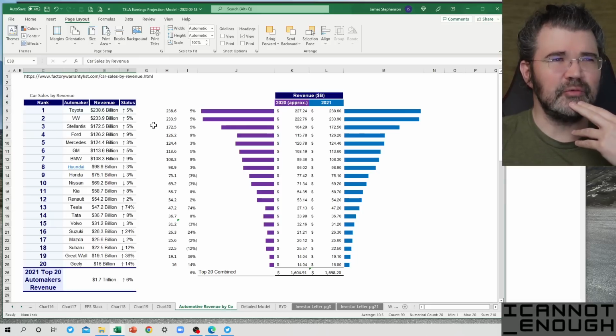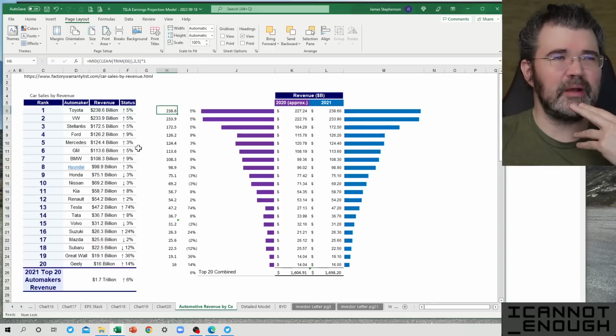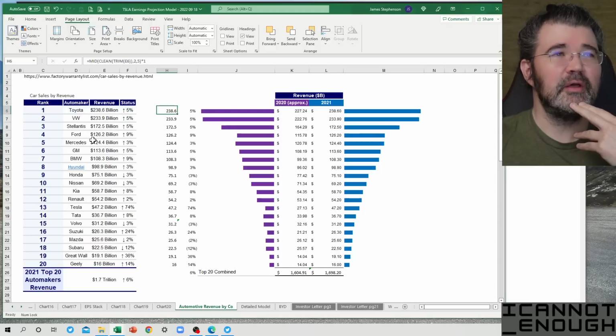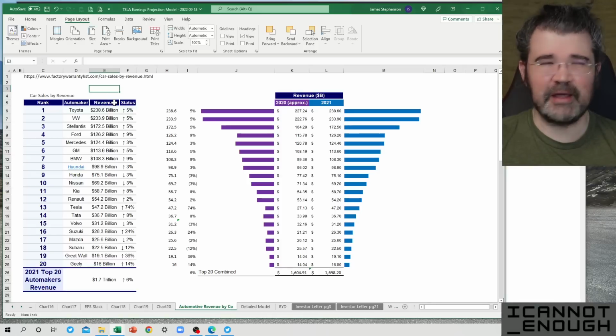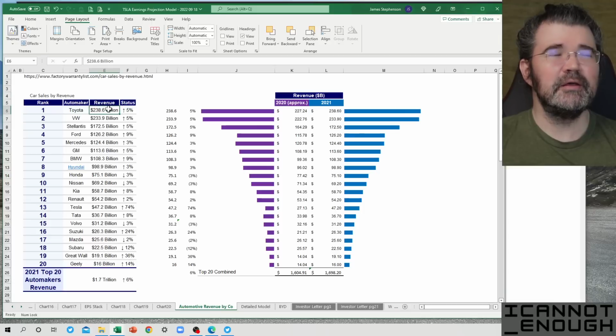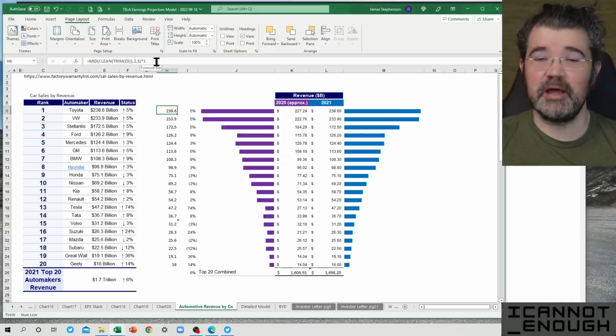So I had to get creative with a couple of formulas here to strip out just the non-formatted pieces of these that I wanted to get. So in the case of Toyota revenue, I didn't want this dumb dollar sign at the beginning or this space character or the word billion at the end, because you can't do math once you've got those characters in. So what I did was I used a mid, clean, and trim formula to yank out just the piece that I wanted, and then I multiplied it by 1.